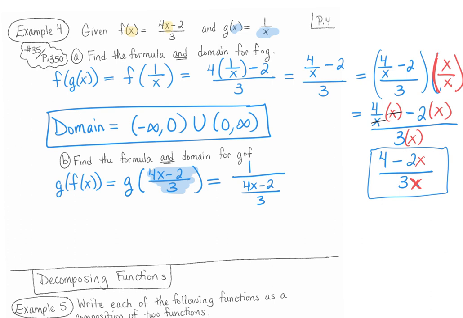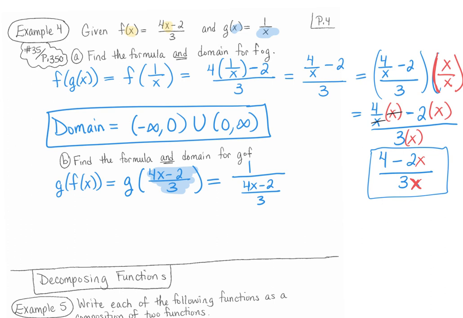Not a decimal. If you put 1 over a number, yes, that could be equivalent to a decimal. But here we have a formula. We have 1 over 4x minus 2 over 3. So whenever you have 1 over 4x minus 2 over 3, if you're dividing 1 over a fraction, what does that simplify to become?